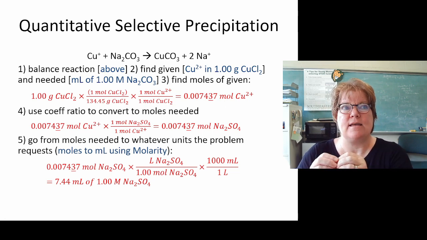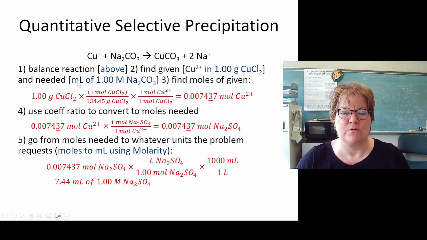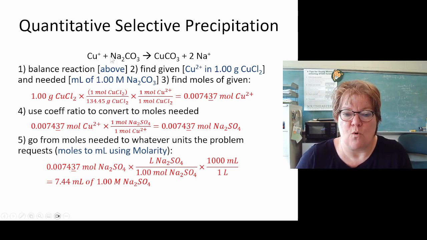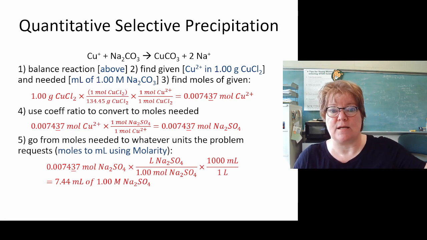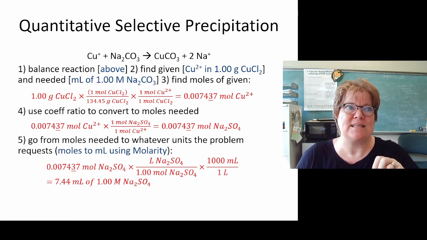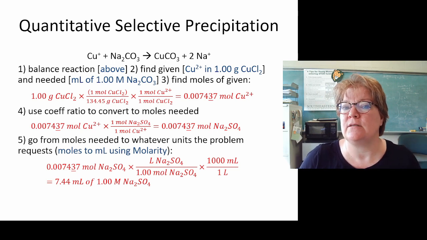So I end up with 0.007437 moles. Now I consider, okay, if I have that many moles of copper, how many moles of sodium carbonate will I need to fully react it? So I'm using the coefficients. In this particular case, it's a 1 coefficient for the sodium carbonate and a 1 for the copper. So it's a 1 to 1. It's not going to change the number of moles. It's the same number of moles of sodium carbonate that I need. But they didn't want to know how many moles. They want to know how many milliliters.